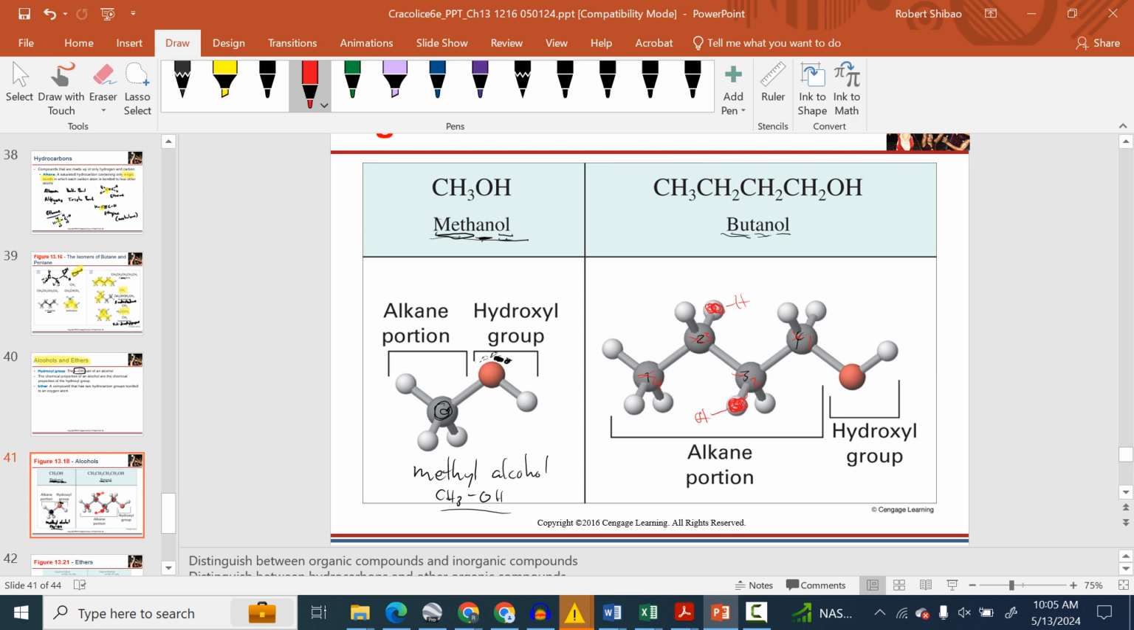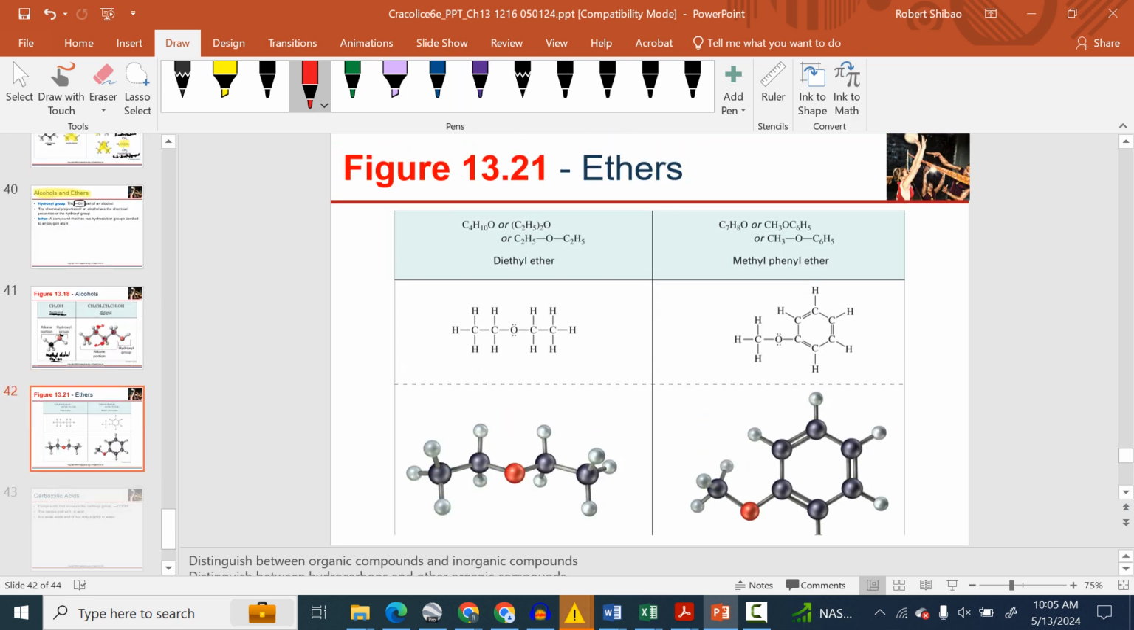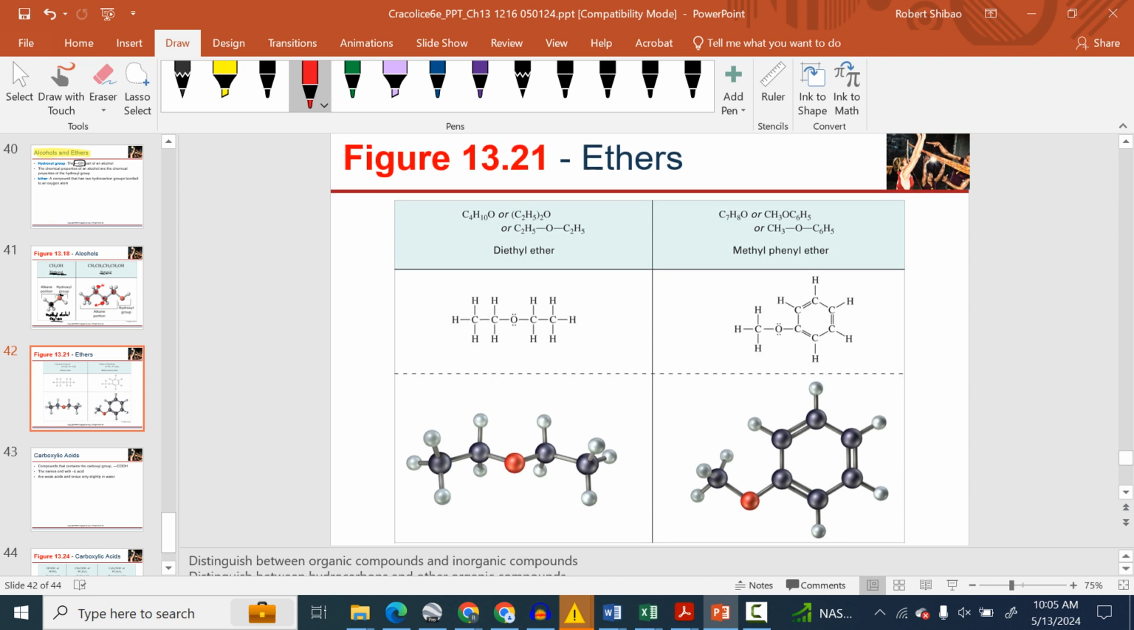So that's something that we keep track of in the numbering system. Now, these are ethers. Ethers have this bridging oxygen here. So this bridging oxygen here bridges 2, not methyl. Methyl is 1, this 1 carbon. But if I have 2 carbons, that's ethyl. And so this is called an ethyl group.